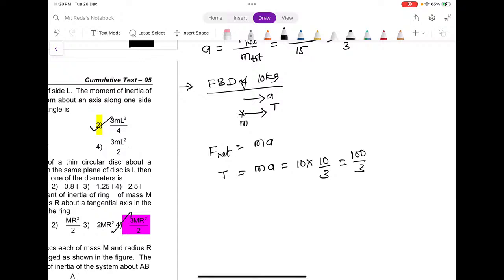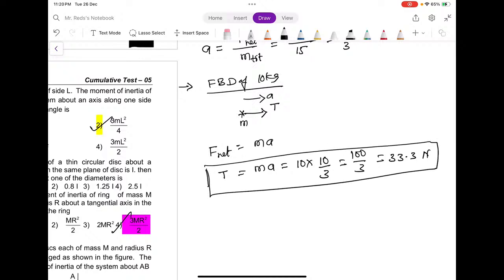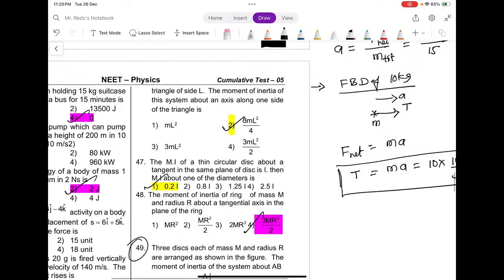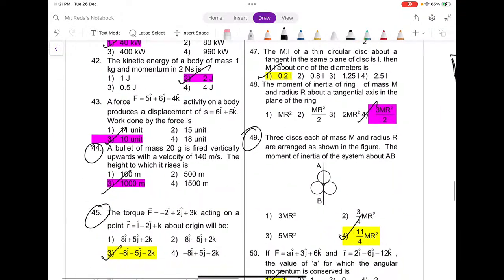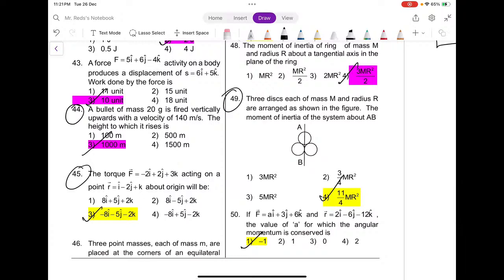Options are given in decimals, so we have to simplify this further. 3 nines are 27, and so on. So the tension, force, in Newton. This is the tension produced in the string. That's it, guys. Very simple. Okay, so go through this also. Next, let us see a few more questions which are marked here.